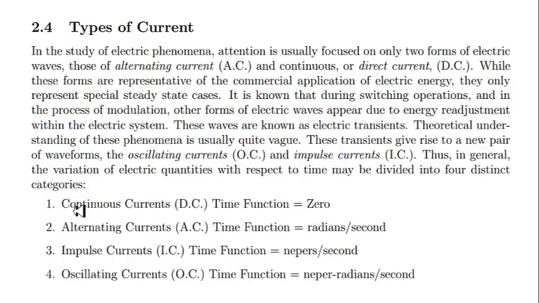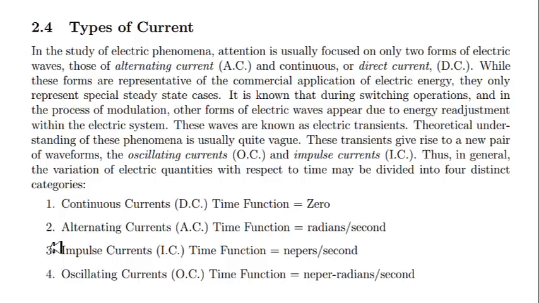So you have the continuous currents, the DC currents, where nothing changes over time. The time rate of change is 0, so nothing changes except for the current delivery, the motion of the current in whatever direction it's going. Then alternating currents, which do have a non-zero time function, and that function is in radians per second, so that is an angular frequency. Alternating current is usually expressed in terms of angular frequency.